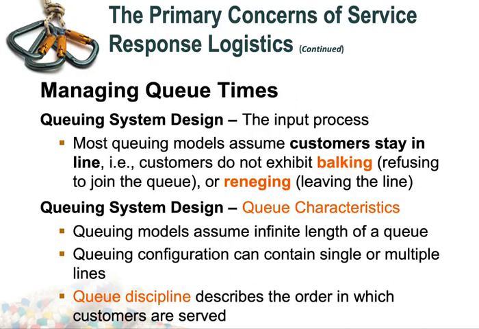And in queuing system design, we use queuing characteristics. Queuing models assume an infinite length of queue, so unlimited capacity. A queuing configuration can contain single or multiple lines: single line and multiple lines mean one line for queuing or multiple lines for queuing. And queuing discipline describes the order in which customers are served. Queuing discipline is usually first come first served, or there can also be a prioritized queuing or serving system.